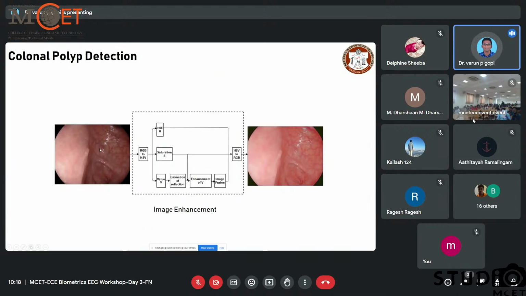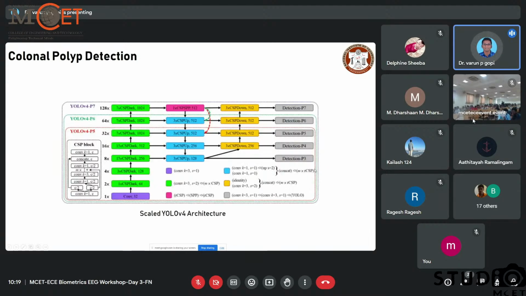For that, we have taken a colon image. Here you can see that this is the polyp. Because of the colonoscopy, the image does not have good quality in some regions, so we use an image enhancement algorithm. You can see here the quality of the image is improved now. Next, we are going to use a Scaled YOLOv4 network, which is actually a pre-trained network.